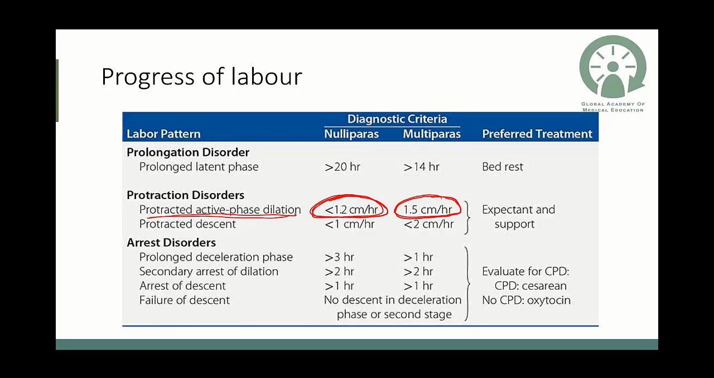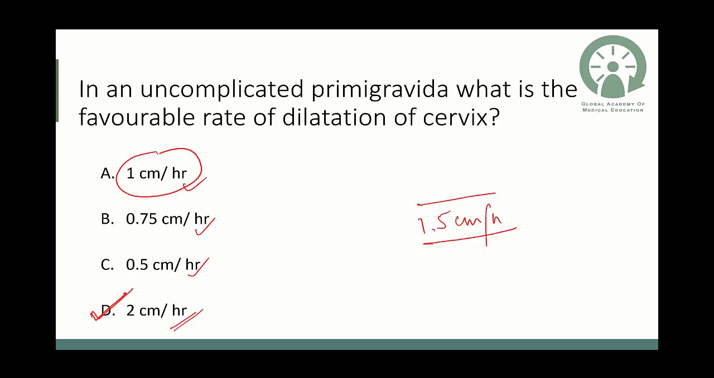But as you can see, this table is from the latest edition of Williams, and Williams clearly says less than 1.2 centimeter per hour is protracted for primaries, and hence 1 centimeter is definitely abnormal as per the current guideline given by the Williams textbook. So my answer would be 2 centimeter per hour.